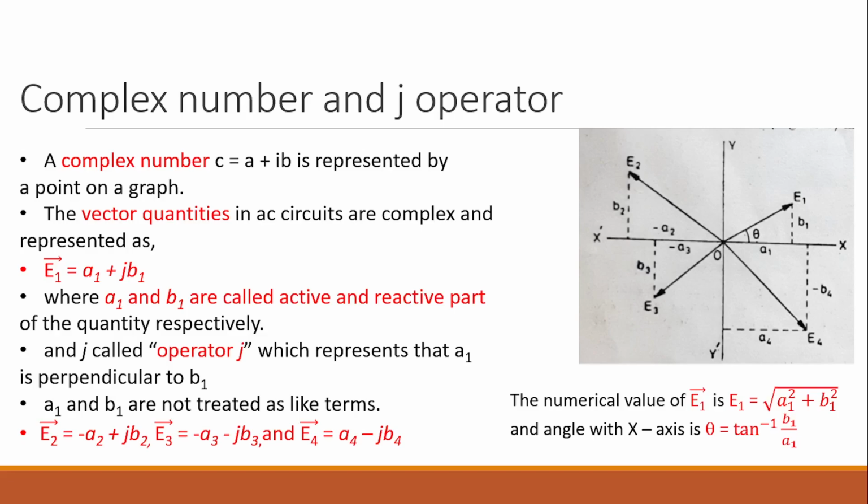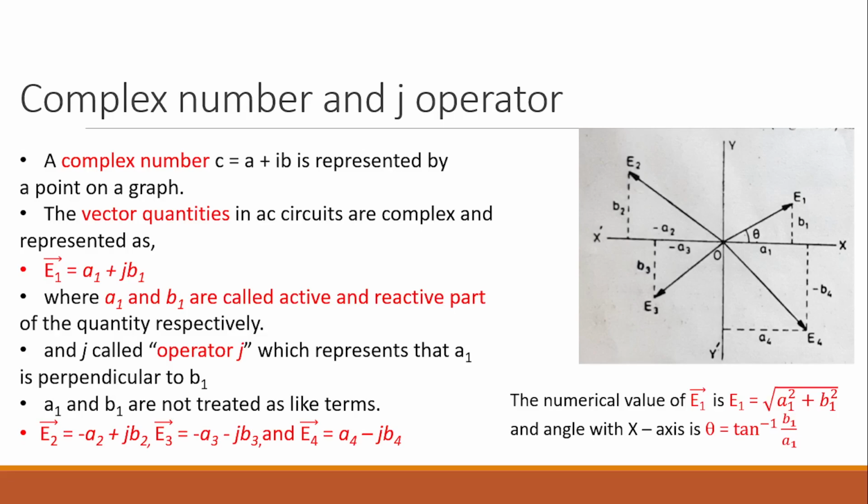Now remember very well that vector E1 can be represented as a complex quantity A1 plus jB1, where j is known as operator j, and the numerical value or magnitude of vector E1 is written as square root of A1 square plus B1 square.